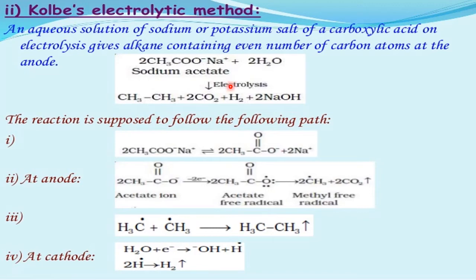When the electric current is passed, they undergo dissociation. How is it breaking? 2CH3COONa becomes 2CH3COO minus and 2Na plus. Na separates, this minus ion separates. Because it is a minus, that is a negative ion, it will go towards the positive electrode. The positive electrode is called the anode. Please recall the physics knowledge. So the minus ion moves towards the anode, and the plus ion moves towards the cathode.